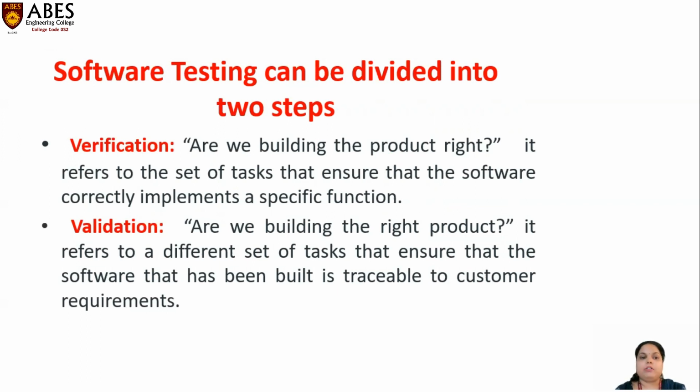And the second step is validation, that we do at the end of the process. It can also be said as: are we building the right product? It refers to a different set of tasks that ensures that the software that has been built is traceable to customer requirements or not. That means the product built finally meets all the requirements of the customer or not.